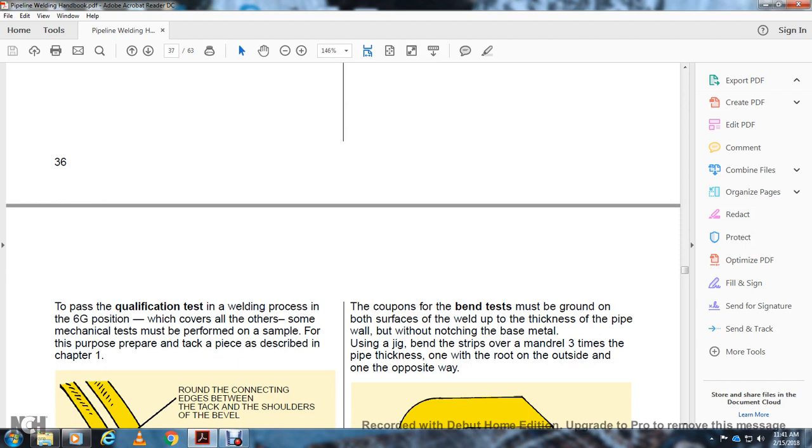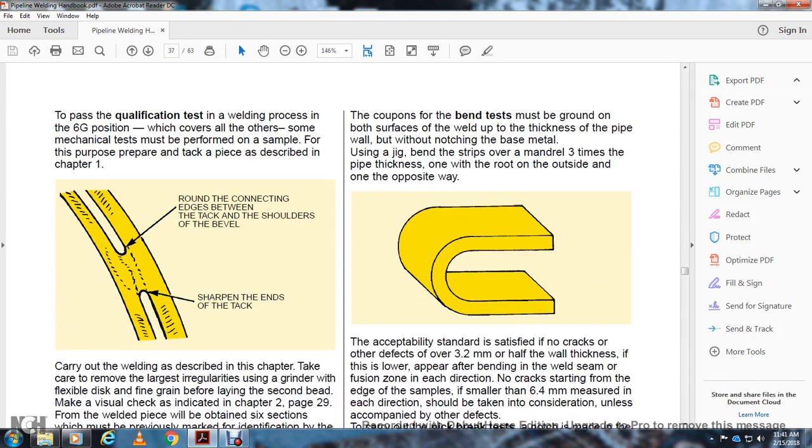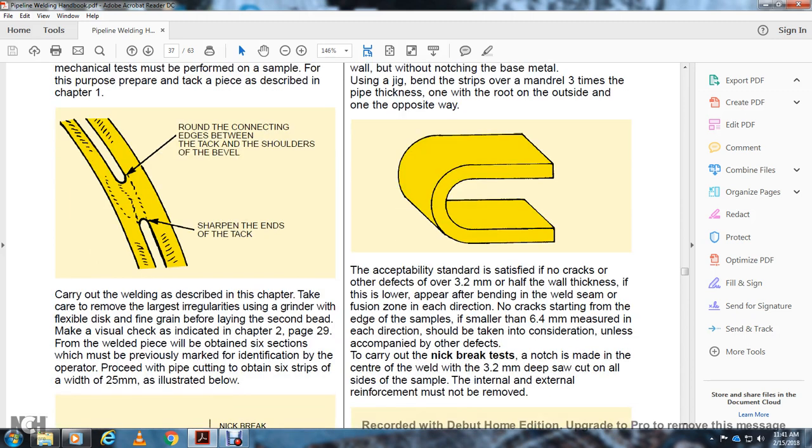The mechanical tests must be performed. Prepare the sample as prescribed in chapter 1: root around the connection edge between the tack and the shoulders of the bevel, sharpening the ends of the tack, and carry out the welding described in this chapter. Take care of the movement and remove the largest irregularities. Use the grinder with a flexible disc, fine grade.